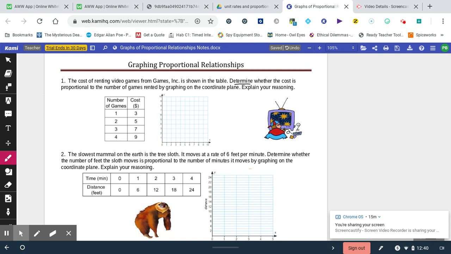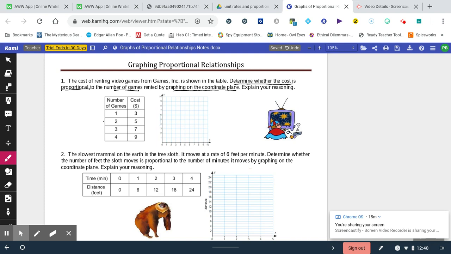So we're going to see if the cost is proportional to the number of games rented by graphing on the coordinate plane. I know we can determine by dividing our y variable by the x variable. So we can take cost and divide it by the number of games, and check each one of those to see if that constant was the same. But we want to do it by graphing. So we're going to graph these and see if it's proportional.